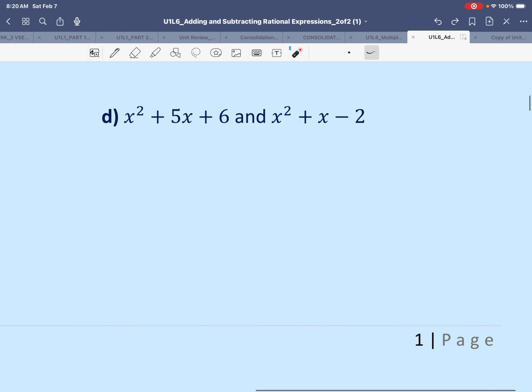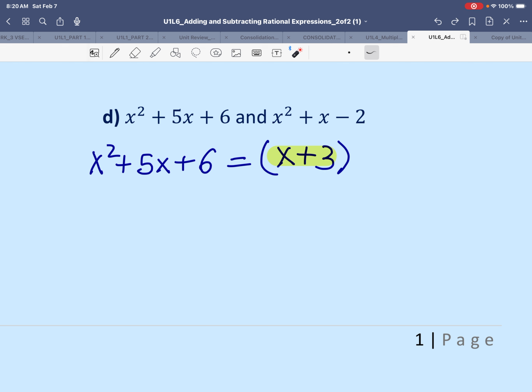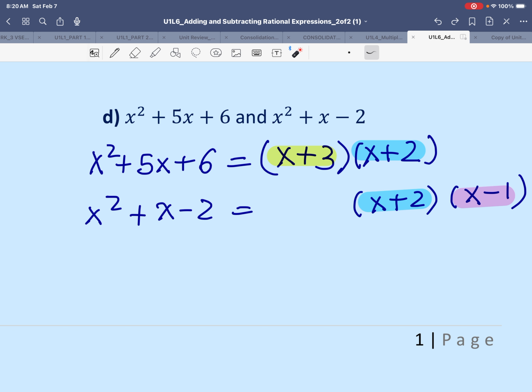One more example. We have x squared plus 5x plus 6 and x squared plus x minus 2. So we'll start off with x squared plus 5x plus 6. As you see, we have two trinomials. So x squared plus 5x plus 6 in factored form is x plus 3 times x plus 2. On the other hand, x squared plus x minus 2 is x plus 2 times x minus 1. So notice how the common factor, again, we align them, so we count them once in the lowest common multiple, and then the factors that are not the same will deserve a special spot.